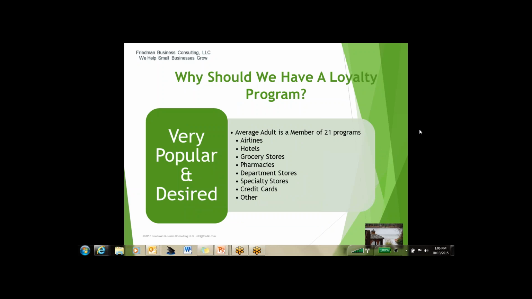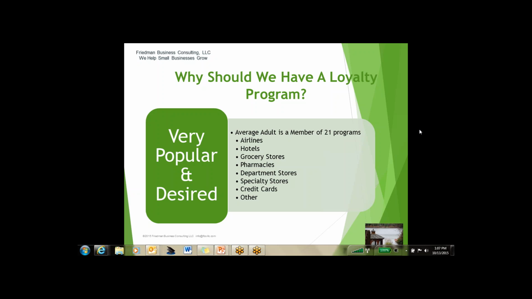The National Retail Federation ups their figures on this every year, but the most recent one, at the beginning of last year, said the average American adult is a member of 21 loyalty programs. Think about it: airlines, hotels, grocery stores, pharmacies, department stores. When they first put out this stat about 4 years ago, the number was 18. Initially I said, gosh, no, I'm a guy, I'm not a member of 18. And I went through this list because I was preparing this slide presentation for the first time. And sure enough, I was a member of 18 loyalty programs.